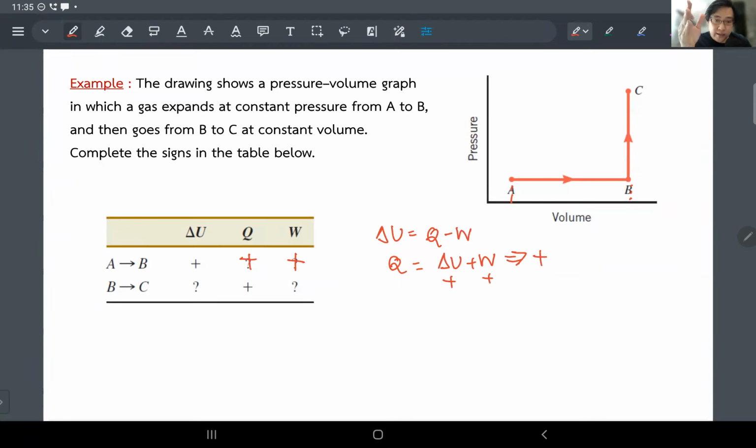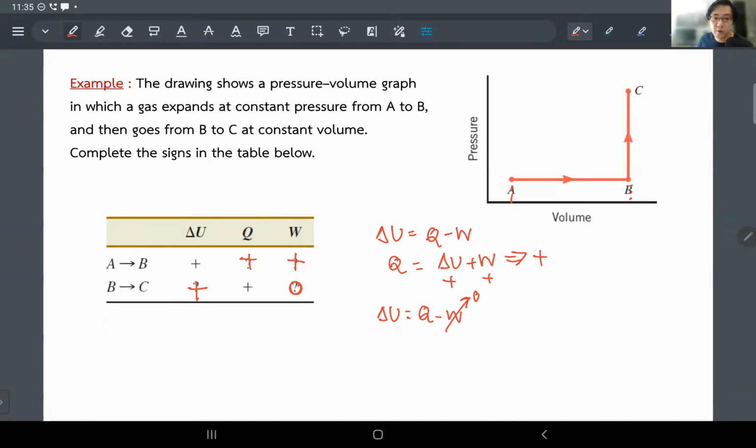From B to C, that's always easy because there's no change in volume. You can put 0 for W right away. And from the first law of thermodynamics, delta U equals Q minus W. W is gone, so whatever Q is, delta U will have exactly the same sign. They already gave you that Q is positive, so delta U must be positive along with it. And you are done. Okay?